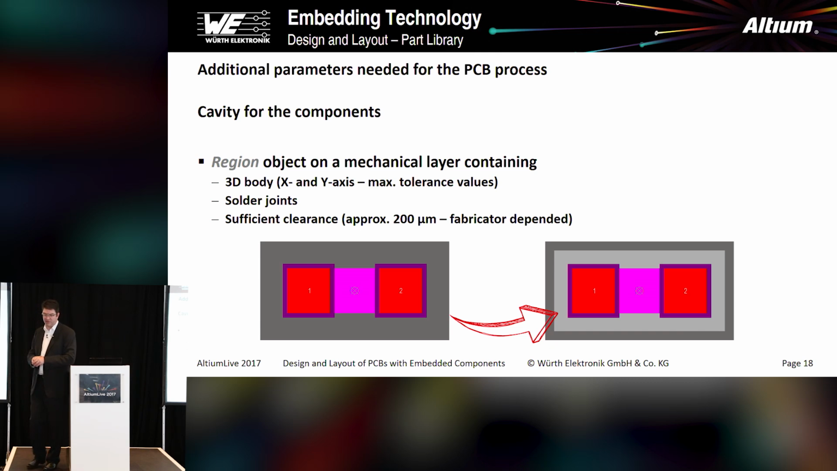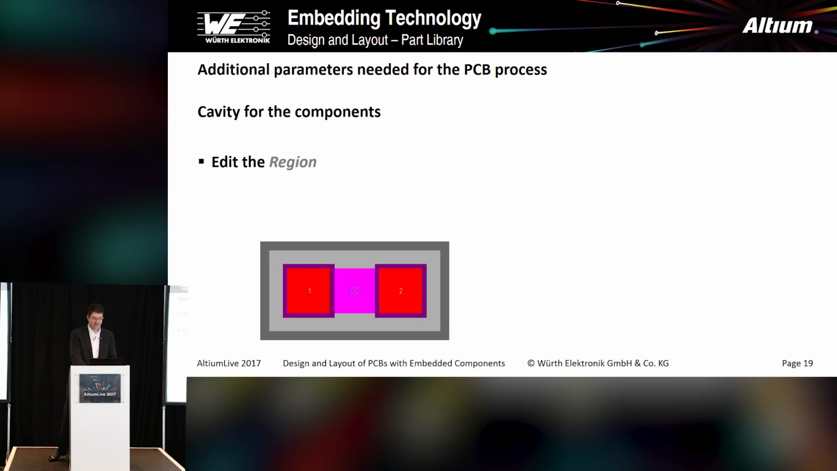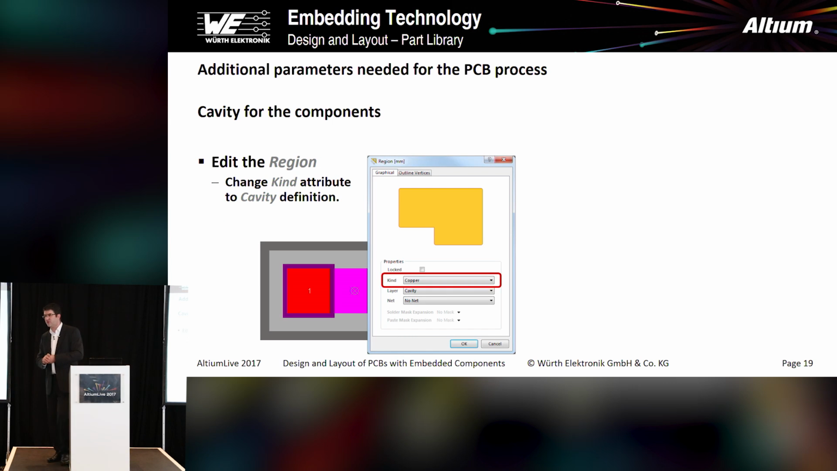So you can talk to your board fabricator and ask, how much space do you need surrounding the component? Is it 100 microns? Is it 200 microns, or whatever? And then you can use a mechanical layer to add this. In addition, for the three-dimensional view, you can have a look at this cavity and see what it actually looks like. So you can make a region surrounding that component. Then you go to the region manager, and you change the kind attribute to the cavity definition.